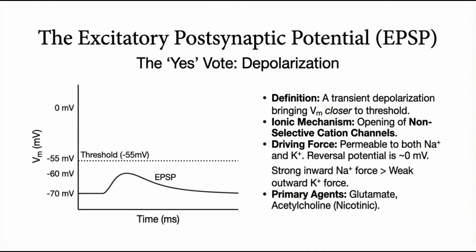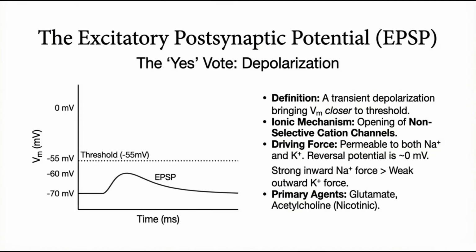The slide explains the ionic mechanism. It says opening of non-selective cation channels. What does that mean? This is a subtle point that trips up a lot of students. We usually think of channels as being for one specific ion, like a voltage-gated sodium channel. But many of these excitatory receptors, like the nicotinic receptor or the AMPA receptor, are non-selective. When they open, they let both sodium, Na+, and potassium, K+, through at the same time.